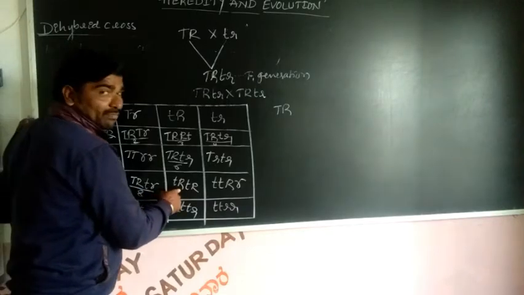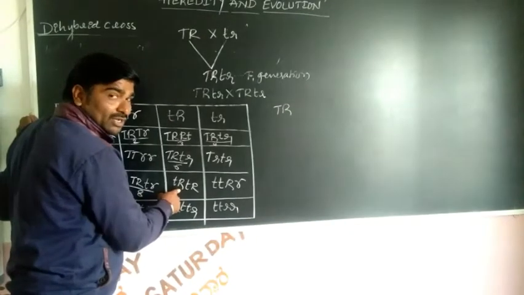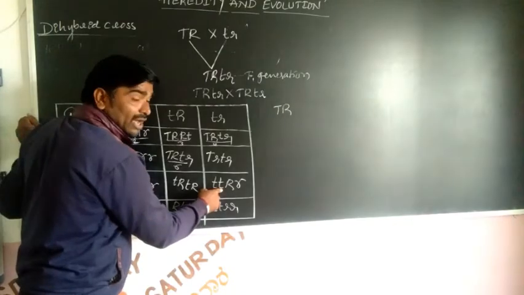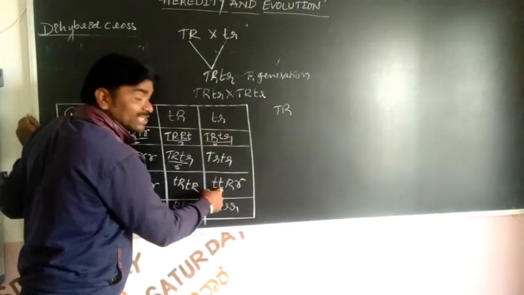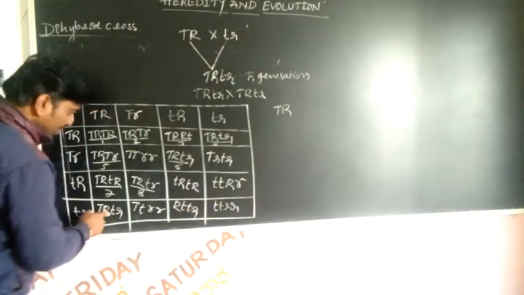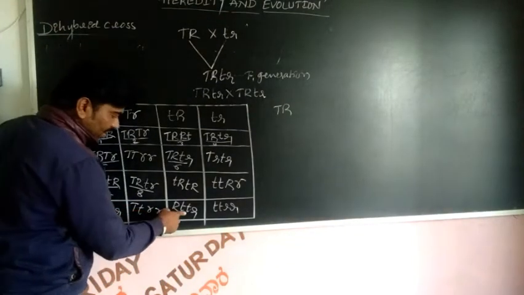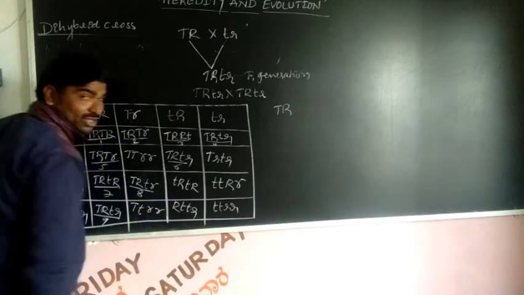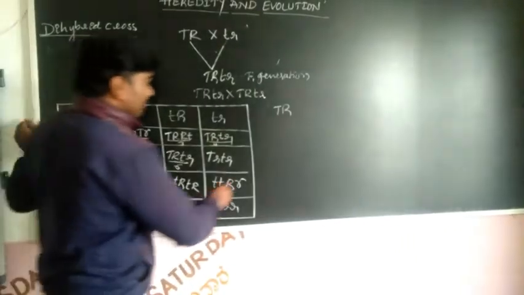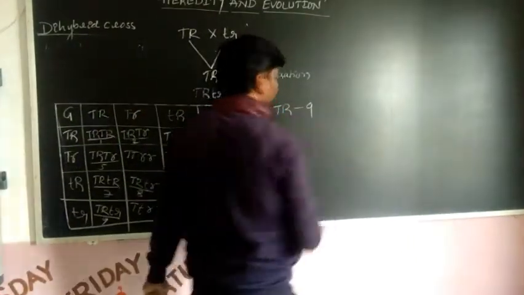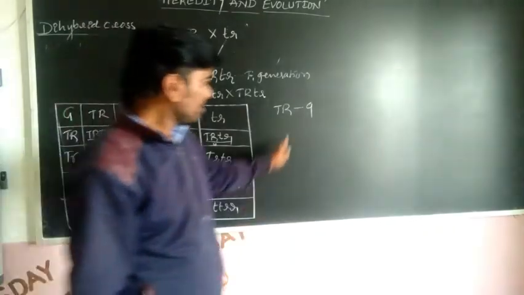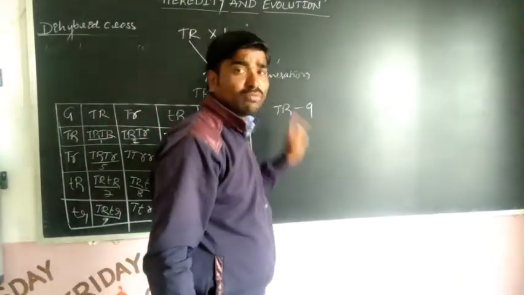Here capital T is not there. Capital R is there, capital T is not there, so leave it. So here is there, 9. Here not there, here also not there, here also not there. So how much red flower with the tall plant? 9. Nine are the red flower with the tall plant.